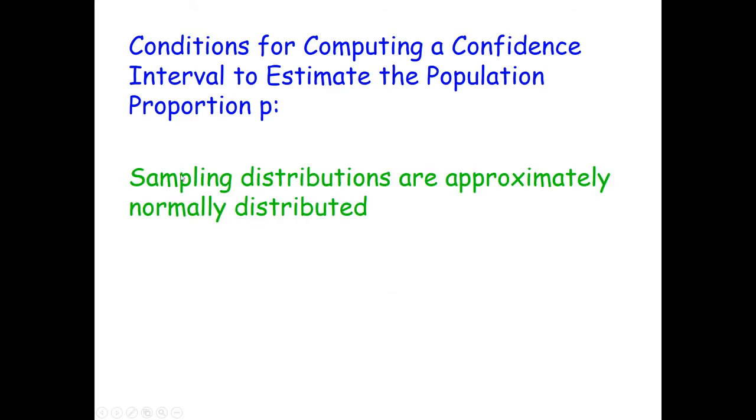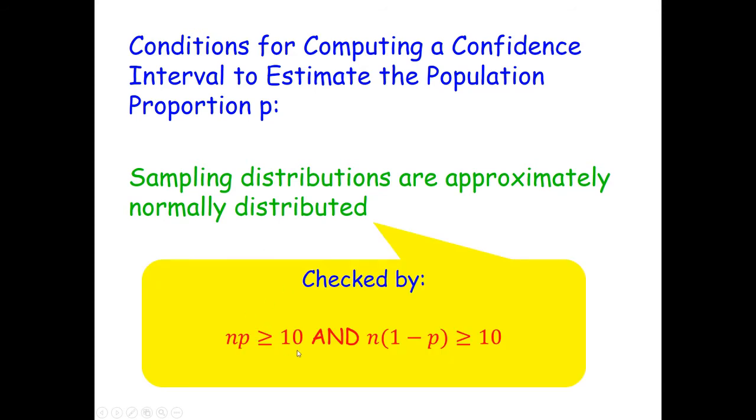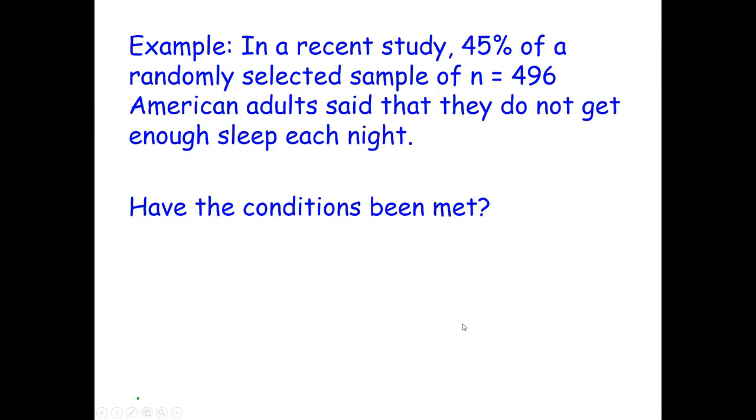We then want to check that our sampling distribution is approximately normal. The way we check that is that n times p is greater than or equal to 10, and n times 1 minus p is greater than or equal to 10. So here's an example.